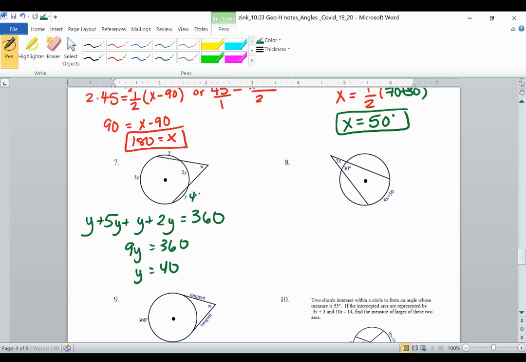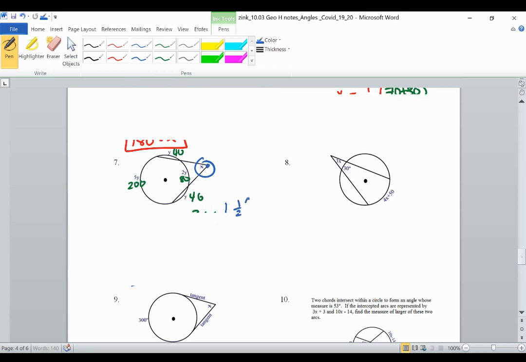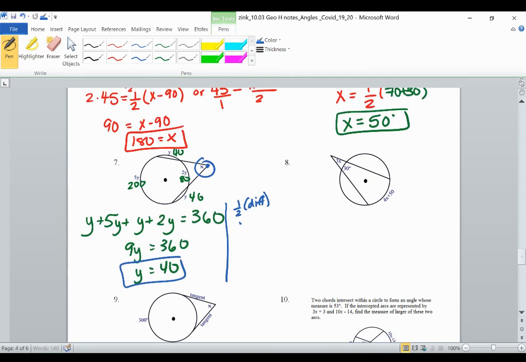So then it means this is 40, this is 80, this one's also 40, and this one's going to be 200. And I'm looking to find x now, because I already found y. So to find x, its vertex is outside the circle, so it's going to be half the difference. So I'm going to do x equals 1/2 the bigger arc, which is 200, minus my smaller arc, which is 80. So it hits here, that's the larger arc, and it hits here, and that's the smaller arc. Or you could do 200 minus 80 divided by 2, whichever way you want to. The way we're going to get 60 for x.